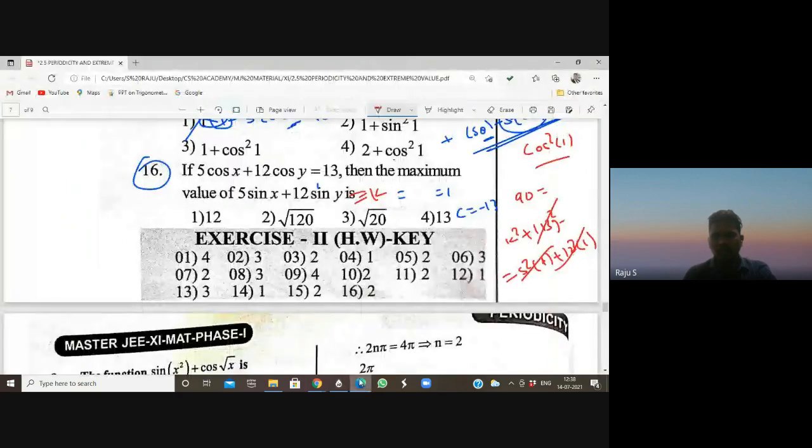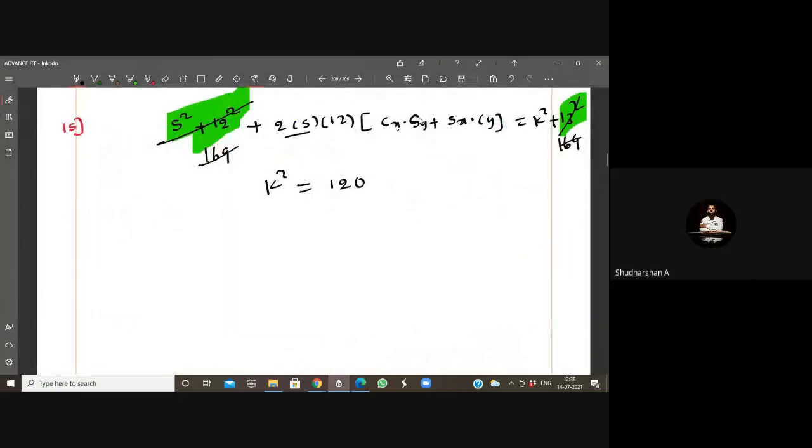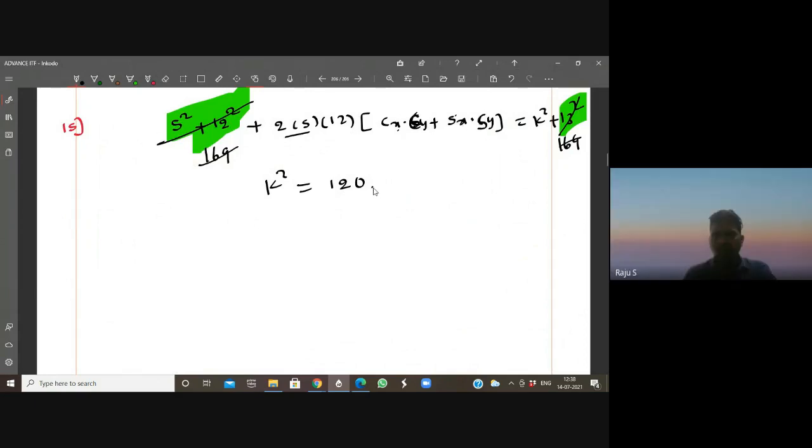Here it is cos x cos y, and sin x sin y. So cos of x minus y, not x plus y. Whenever we are having plus, it becomes minus. K is equal to plus or minus root over 120 cos of x minus y.